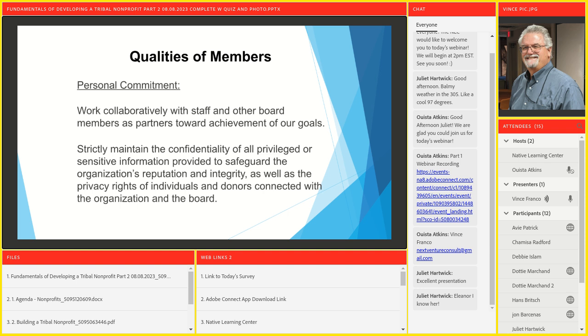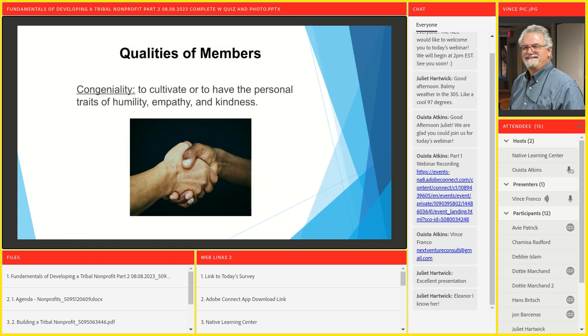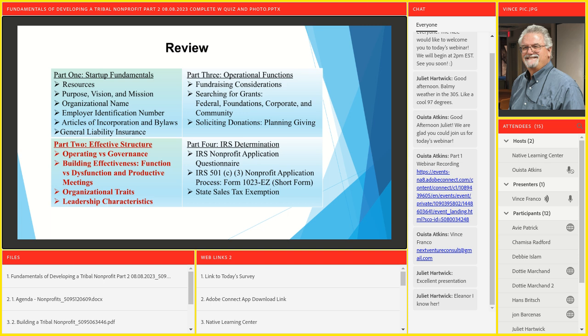So again, if you have any questions or concerns about what we talked about today, you can see in the bottom left there, we talked about operating versus governance. We talked about building effectiveness of your operation internally, specifically with your board of directors. We talked about function and dysfunction. We talked about organizational traits. We talked a lot about Eleanor Rigby and being the benchmark of operational traits and personality traits that we need to strive for in our leadership. And we talked specifically about leadership traits. So we did that today.